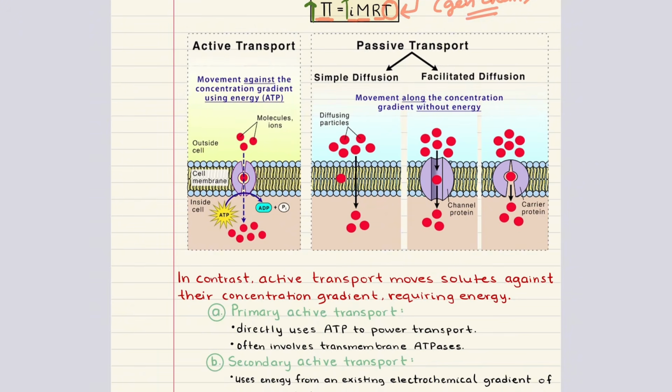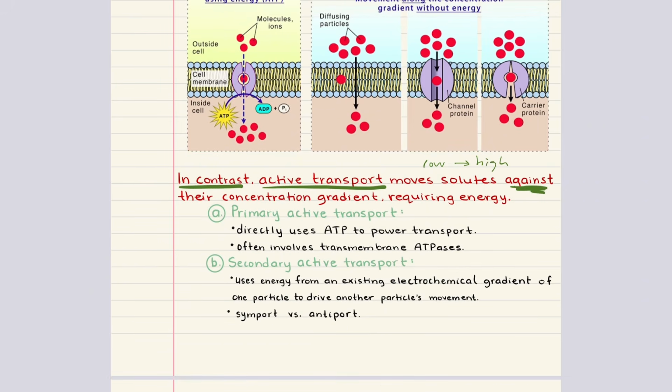Now, in contrast to passive transport, active transport moves solutes against their concentration gradient, meaning we're going from an area of low concentration to an area of higher concentration. Because this movement works against the natural flow of diffusion, it's going to require input of energy. And this energy can come directly from ATP or indirectly from the energy stored in another gradient.